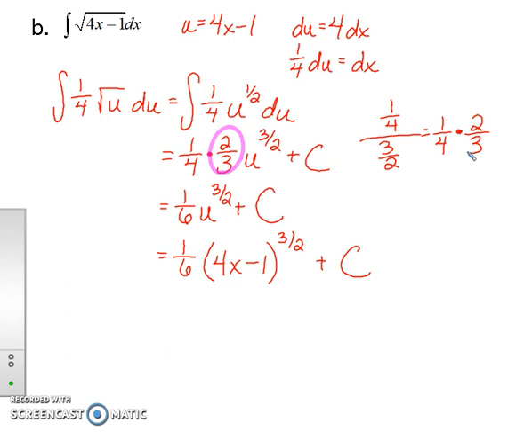All right, so I want you to pause the video at this point and give the next two problems, C and D, a try on your own as well and see if you can get them.